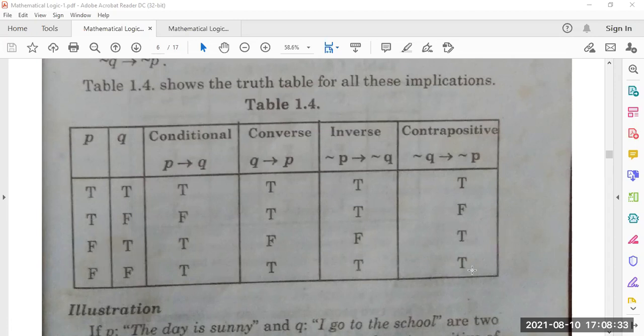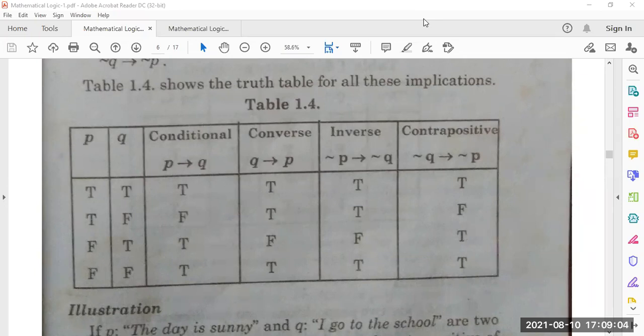Here P and Q are given. Conditional, converse, inverse, contrapositive, all are given here. So all those things will be coming from here. So previously 1, 2, 3, 4, actually here 4 truth tables are attached at a time, and it is given in one simple table: conditional, converse, inverse, contrapositive. 4 tables are given here. So you have to remember this one.